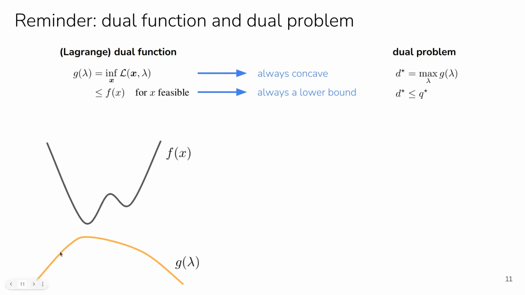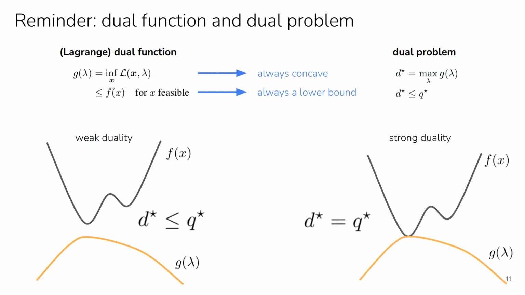The dual function is this concave function here shown in orange. The minimum for f, q star, would be here, and the maximum of g of lambda would be here. You can see that in this case there is a gap, called the duality gap, but we do have that d star is smaller or equal to q star. And in some cases, and in the cases that we're interested in mostly, you actually have strong duality. What that means is that the two functions perfectly touch at their respective optimum, so you have that d star is equal to q star.